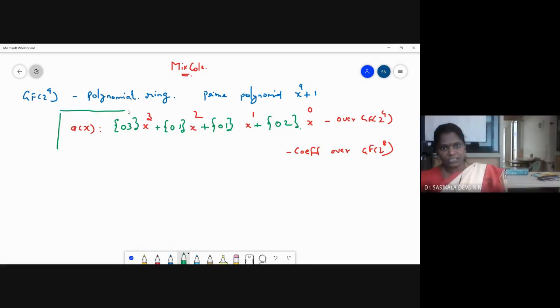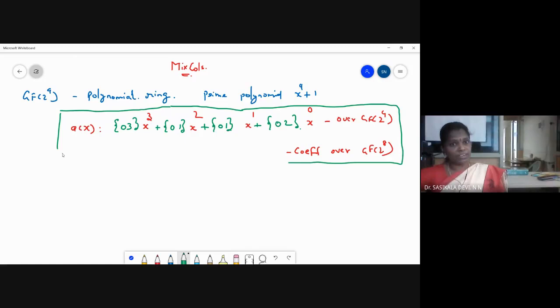But understand this: A of x is not a polynomial, A of x is a polynomial ring. Polynomial is different from polynomial ring. In a polynomial ring, the coefficient reduction should be over GF of 2 power 8 arithmetic. That's why it is represented in a different form.